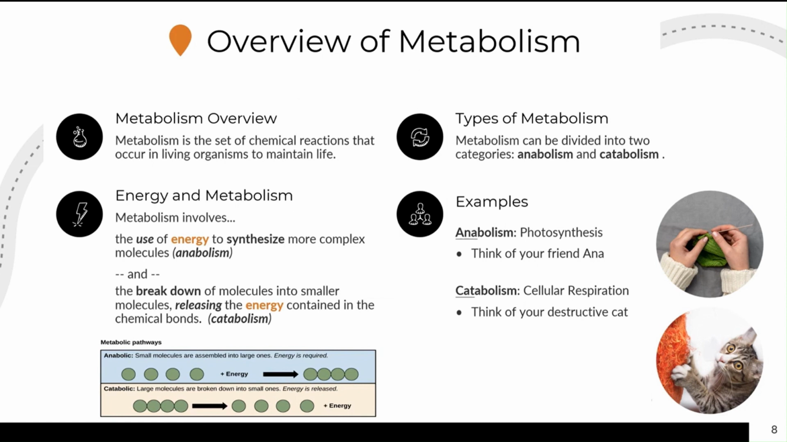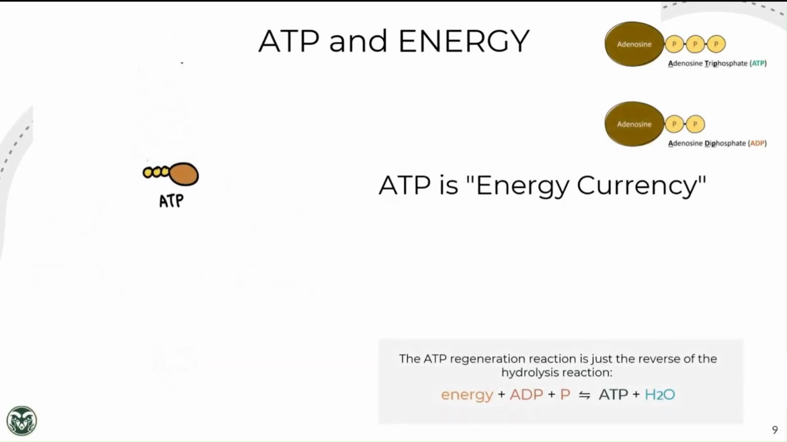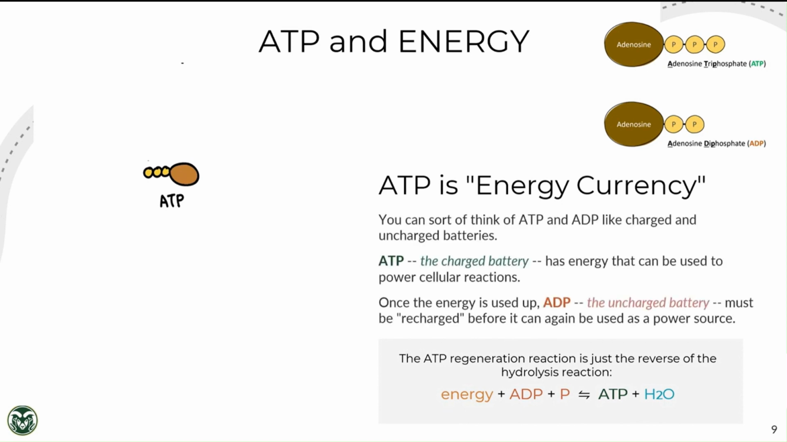Now, these processes either use or produce energy. They do not create energy out of nowhere, nor do they destroy energy, right? It's always either used or produced. And the energy that is used in these processes is usually ATP, or adenosine triphosphate. These molecules are essentially the quote-unquote energy currency of the cell. And I like to think of ATP molecules kind of like rechargeable batteries.